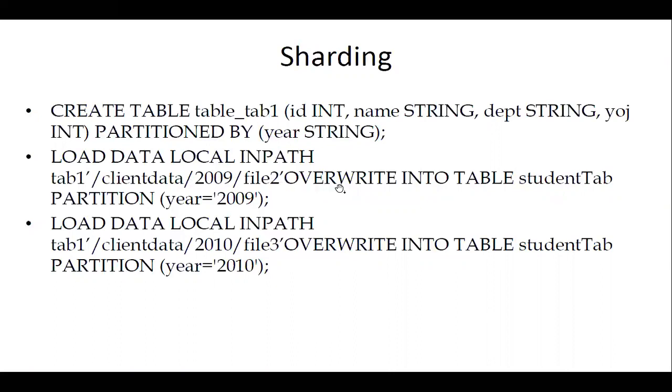Then it is overwrite into table student tab partition year 2009. And similarly for the next partition or the next shard, tab 1 client data 2010 file 3, and then overwrite into table. Why are we using overwrite into table? You are going to create a new partition here. If any data is already there, then you are going to delete the data and overwrite it. So here student tab partition year 2010. In this way you can give the query for sharding.